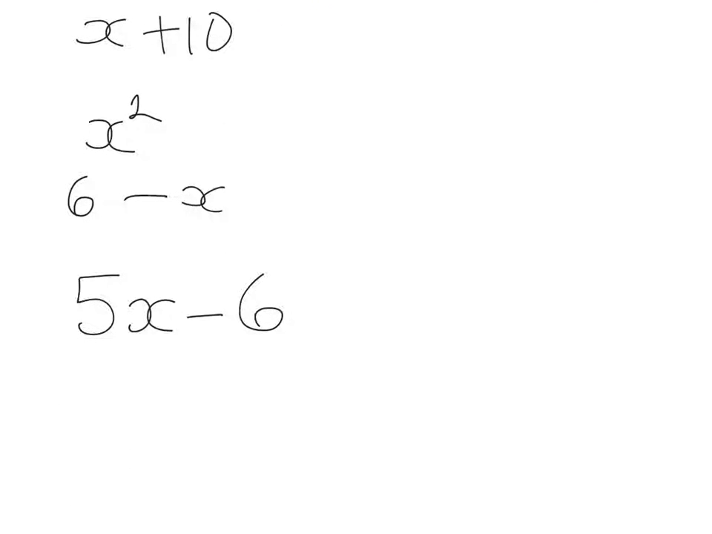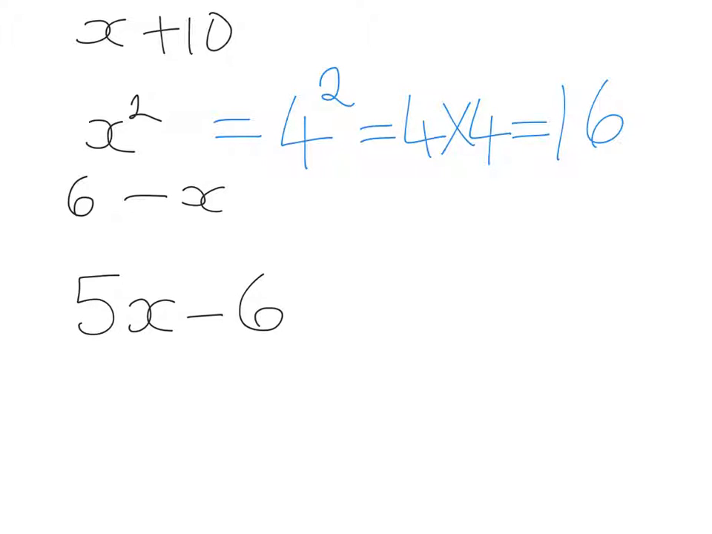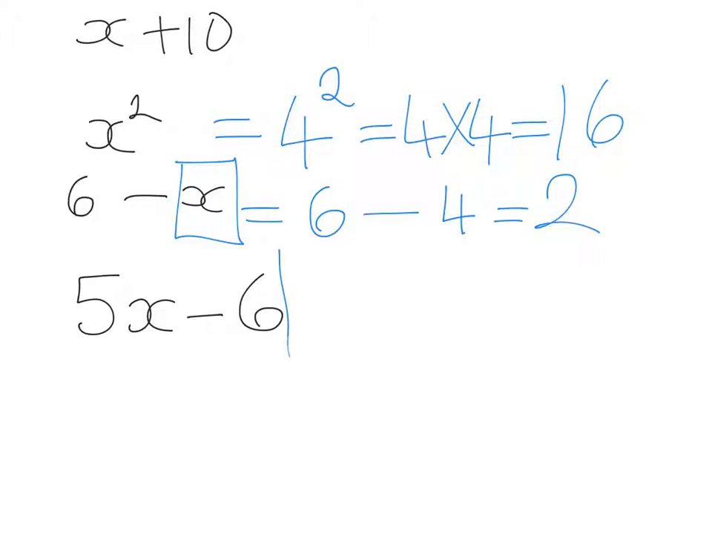Let's look at some of the more interesting ones down here. X squared, replace X with 4, is 4 squared. Remember, that means 4 multiplied by 4, which is 16. Be careful with this one. You're replacing X with 4, so you have to keep the order the same. 6 take away 4 is 2, and this is the sort of thing we're really interested in here.